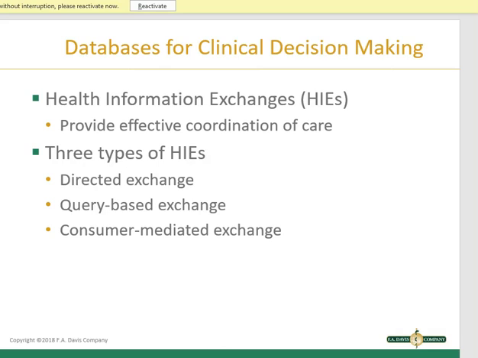So direct exchange is provider to provider. It's a full exchange of the record. Query-based is those emergency settings where you just see all the emergencies I've gone through, but you're not seeing the full healthcare record. Consumer-mediated, again, is where that patient is able to have better access to their information. Oftentimes in the ER, they're like, can I show you my health records? And we're looking it up on their phone, and it's still way better than nothing. So I'll take it. I would like to have access to all 3 if I could.